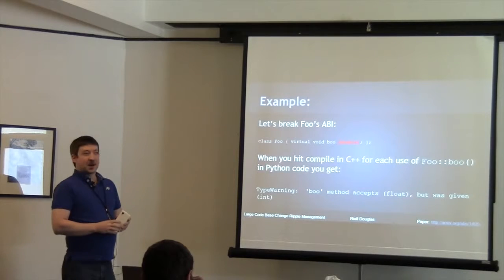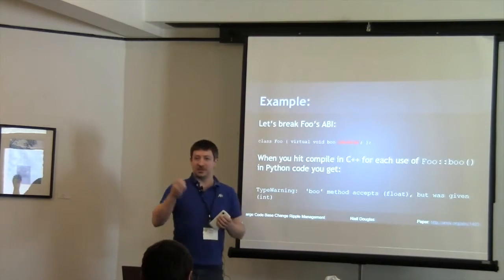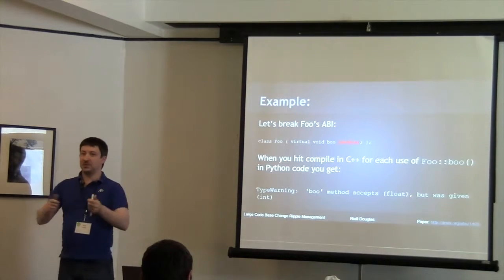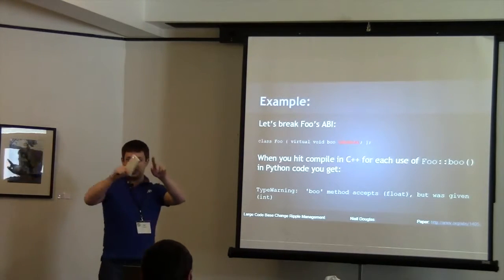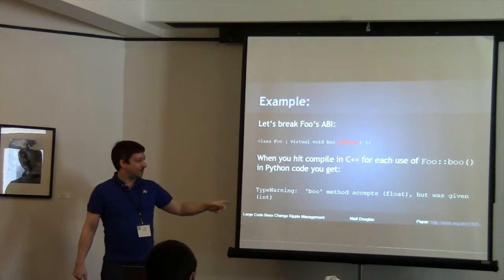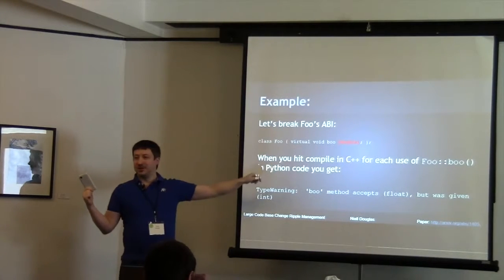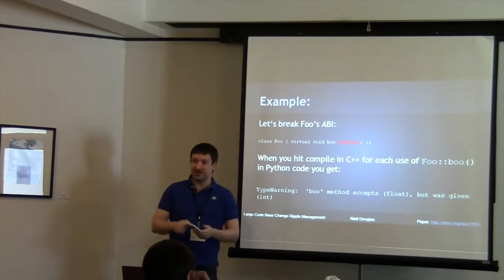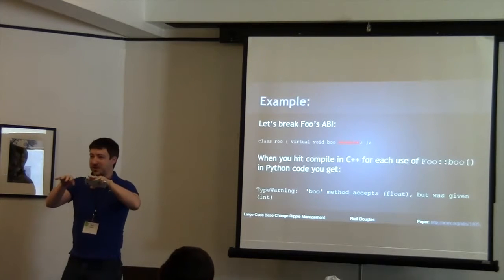Let's break foo's ABI. So now we've changed the int to a double. ABI is now broken. The rule kicks in, causes all of the recompilation. The bindings are changed over, so now it takes double. And because it now recompiles all the Python code which has anything to do with class foo, a type warning kicks out for every time you use class foo boo with an int, and it says, well, you've just gone and given boo an int, but it was expecting a float, which is the mapping of double.